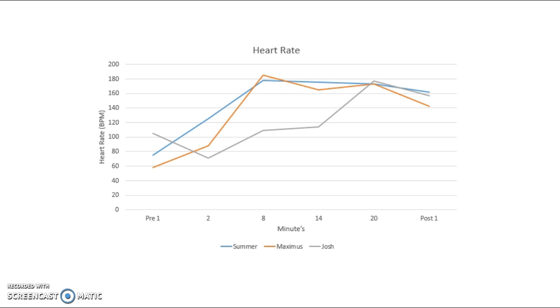and then once the exercise has been completed, their heart rate drops a bit lower than where it was during the exercise, but nowhere near their original heart rate. This is what happened to Summer and Max's, but not for Josh, as he had a slower start and only managed to hit his top heart rate by 20 minutes.